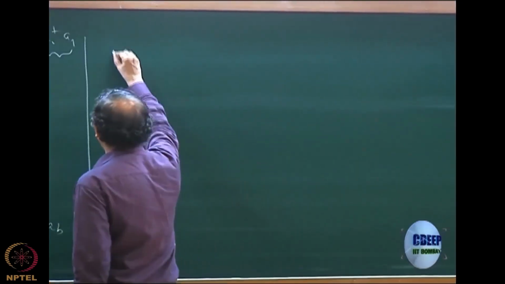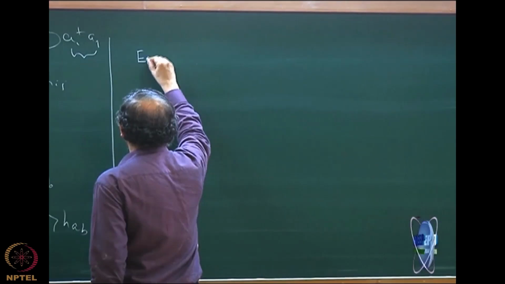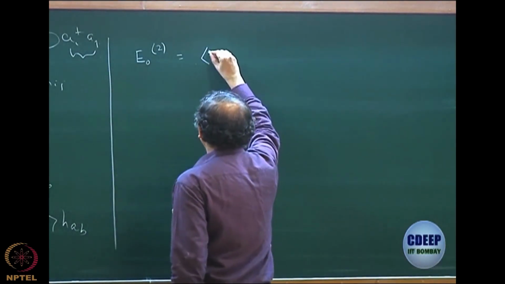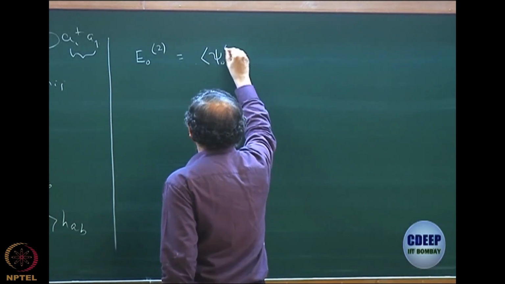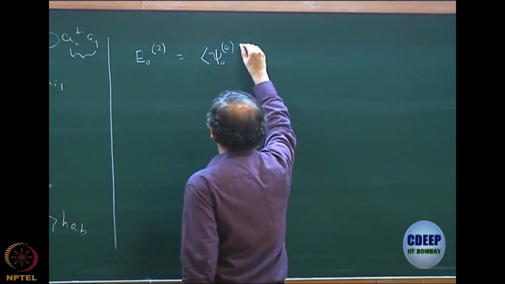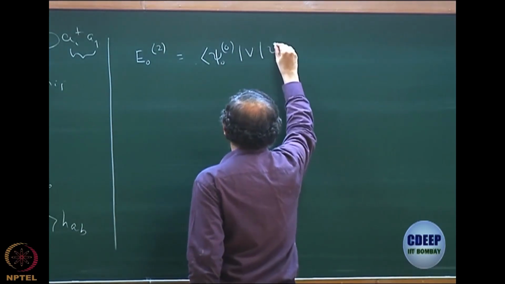So before I do, let me again recast your second order energy. Remember again, psi 0 0 is my Hartree-Fock. I hope you remember that. Psi 0 0 is Hartree-Fock. V psi 0 1.